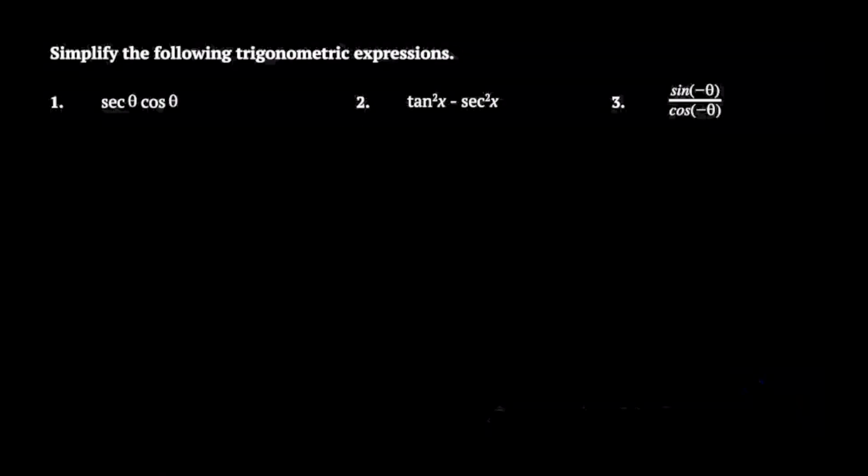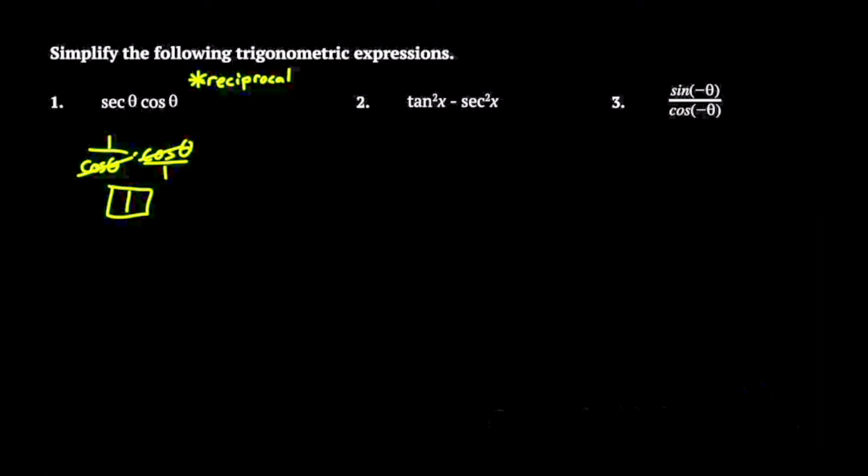In number 1, I'm going to use the fact that secant is actually 1 over cosine of theta. Because then if I multiply that by cosine of theta, you could think of this as being over 1, then the cosines would just cancel out and I'm just left with 1 as my answer. So in this example, I used the reciprocal identity.